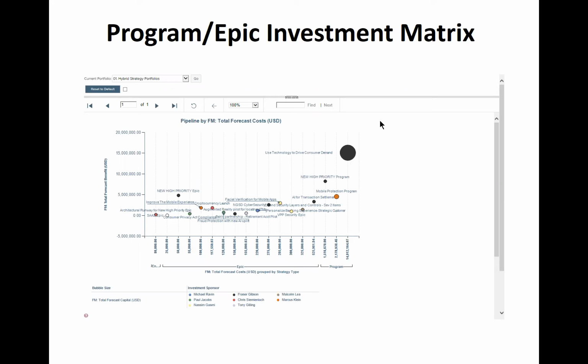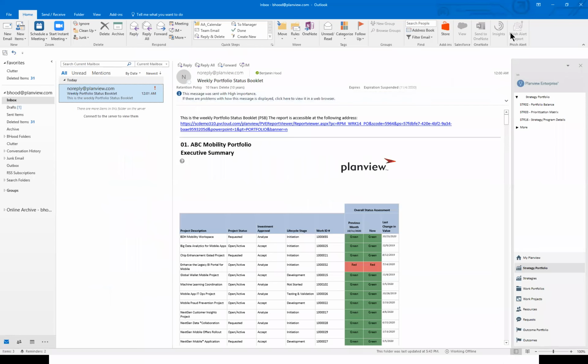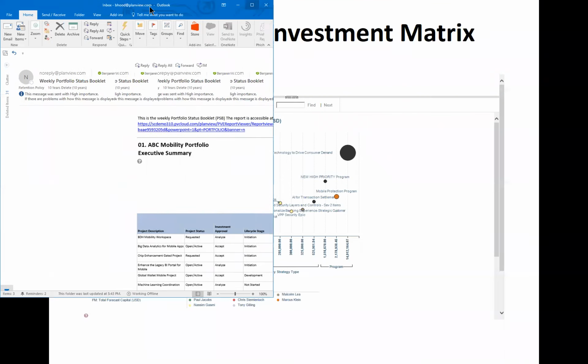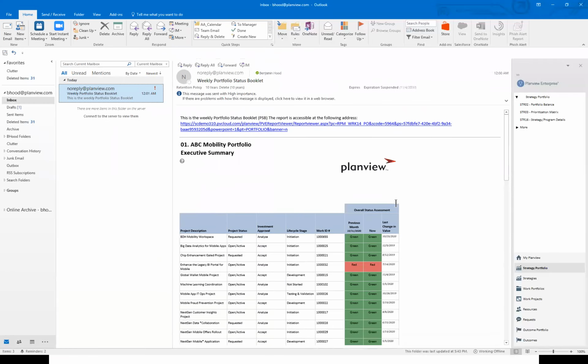So another way in which we're integrated with the Microsoft Office suite is via Microsoft Outlook. And the first part I'm going to show you doesn't matter which email system you're on. So if you use Outlook or not, the first part's available to you. The first part, that being what you see, is the result of a subscription. You're looking right now at my weekly portfolio status booklet.